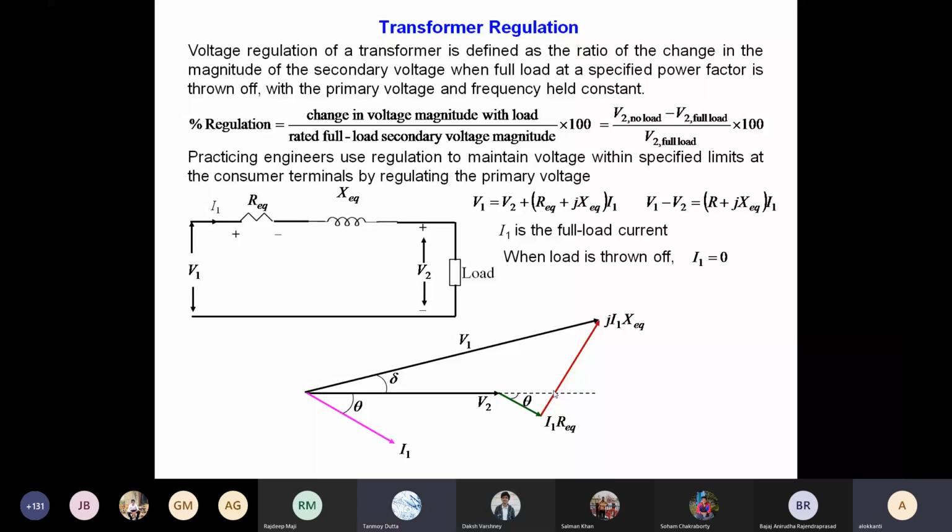So V2 will become equal to V1, because it has just become an open circuit transformer. The supply is still there, but if the wire has snapped at the load end, then the whole voltage will be available. And it was a very common phenomenon earlier, even inside IIT Kharagpur.